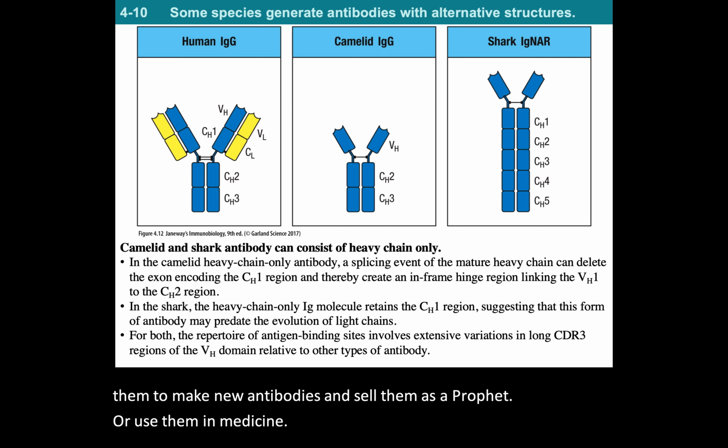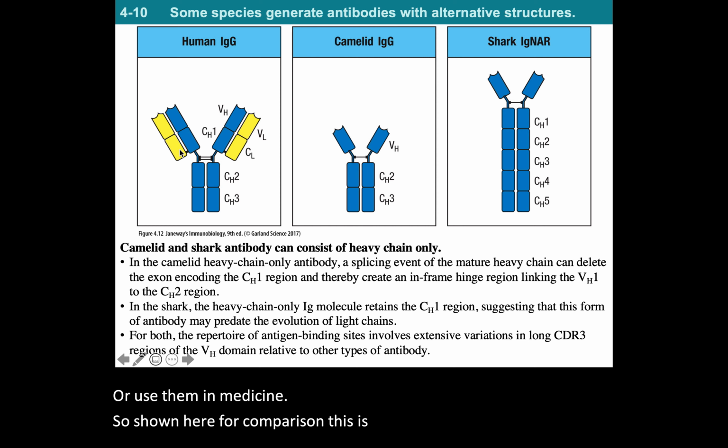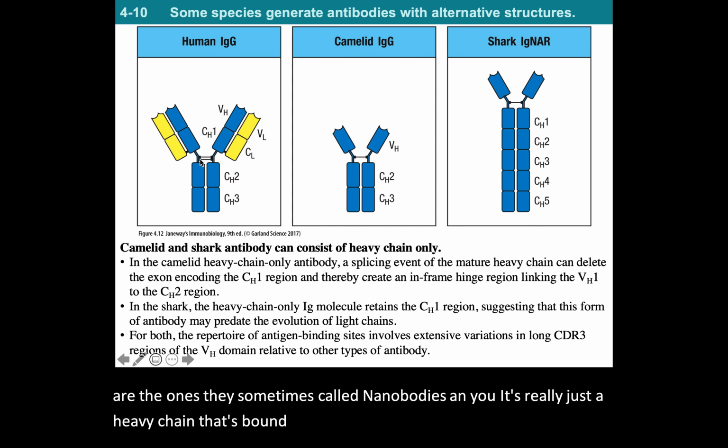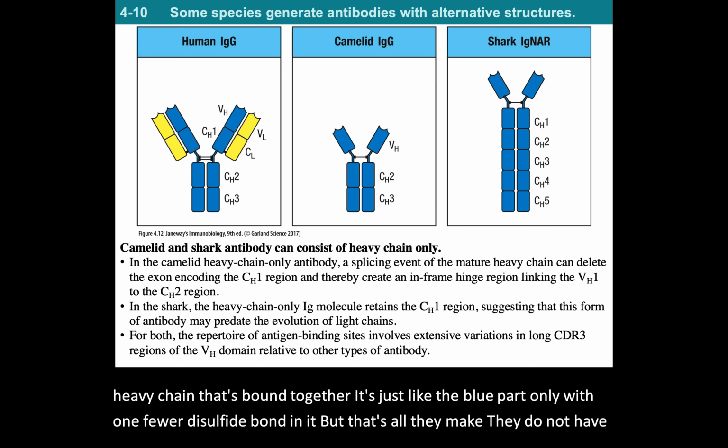So shown here for comparison, this is an IgG molecule, and here we've got our light chains, we've got our heavy chains, we've got our disulfide bonds holding the whole thing together. Something like a camel or a llama would have one of these things. So these are the ones they sometimes call nanobodies. And you see it's really just a heavy chain that's bound together. It's just like the blue part, only with one fewer disulfide bond in it. But that's all they make. They do not have light chains. They only have the heavy chains.